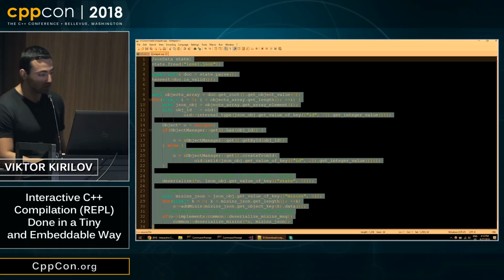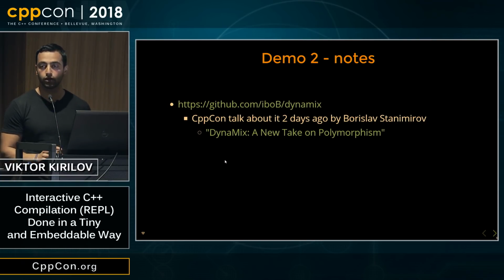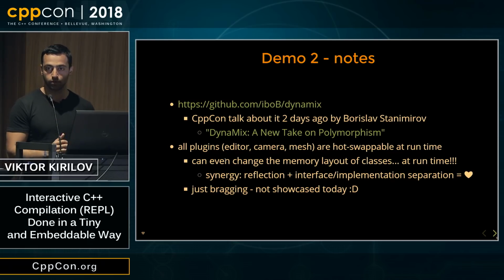If you're curious about the Dynamics library, Borislav Taneumirov gave a wonderful talk today about it at CppCon, which you should definitely check out. And also a little bit of bragging. All the separate plugins in this case, which are the editor, the camera, the mesh, can also be hot swapped at runtime. And I can even change the memory layout of the classes defined inside them at runtime, because I have the best synergy between reflection and the interface and implementation separation thanks to the Dynamics library. So yeah, that's pretty cool.